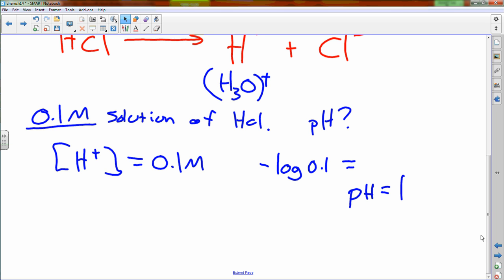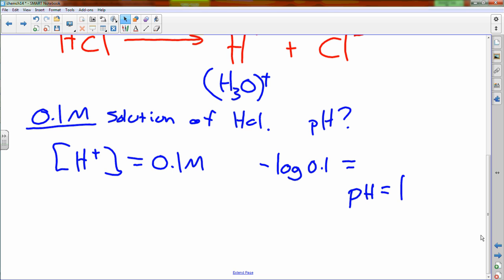And you do the same thing with a strong base. An example like potassium hydroxide. If you have a 0.25 molar solution of potassium hydroxide, we would take the negative log of 0.25. That's going to give us the pOH, and we can subtract from 14 to find the pH. So for strong acids and bases, all you have to do is take the concentration and calculate what the pH is using the negative log.